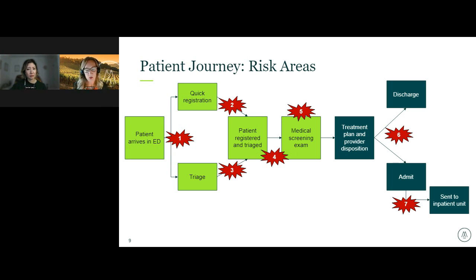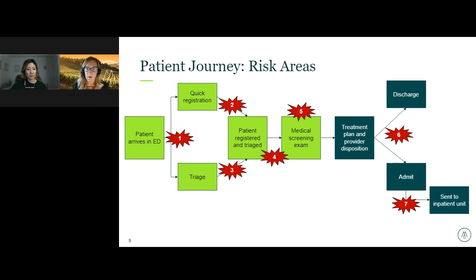And then once the medical screening exam is performed by the qualified medical professional, we call them QMPs, it doesn't have to be a provider. You want to make sure that the treatment plan starts as quickly as possible if the physician has dropped orders or entered orders. So once again, that time element doesn't get too long where a patient is frustrated and leaves your emergency department.